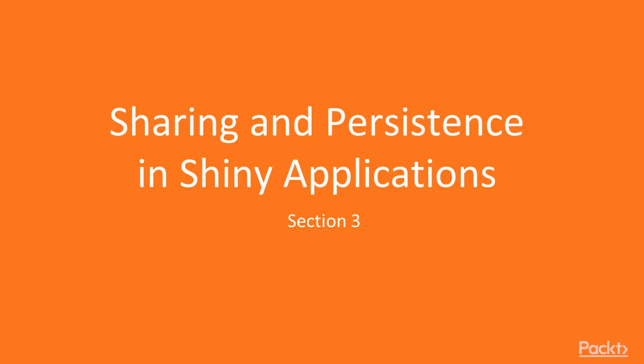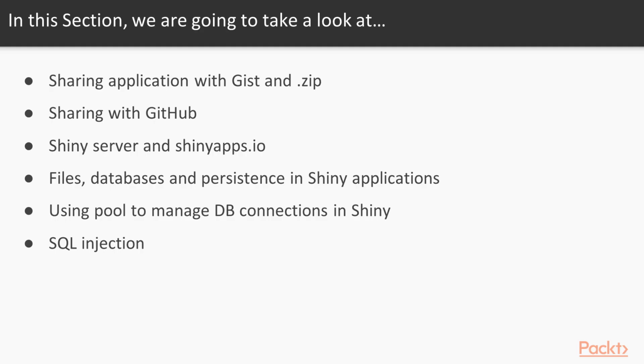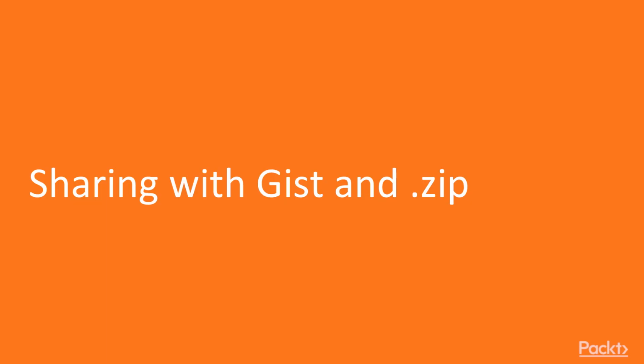Welcome to the next section, Sharing and Persistence in Shiny Applications. In this section, we're going to take a look at sharing applications with gist and .zip, sharing with GitHub, sharing with Shiny Server and using shinyapps.io, files, databases and persistence in Shiny applications, using Pool to manage database connections in Shiny, and SQL injection. In this video, we're going to look at sharing with gist and .zip.